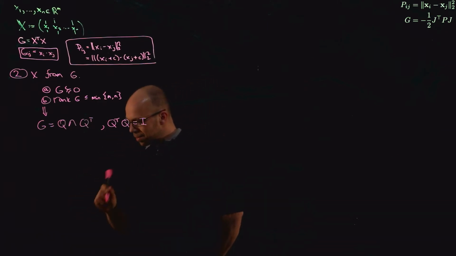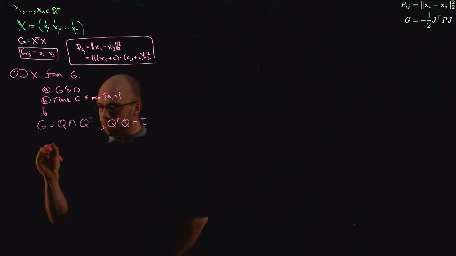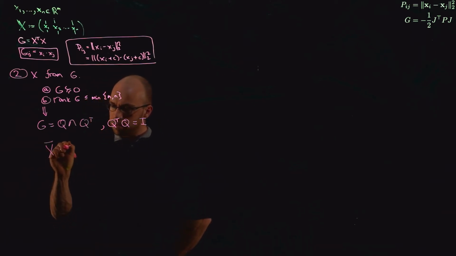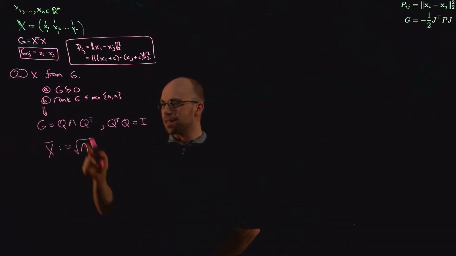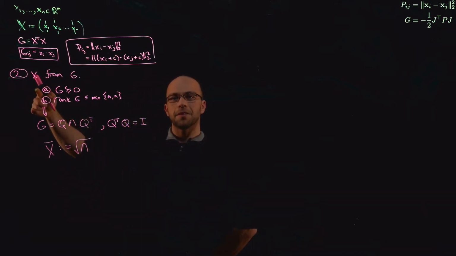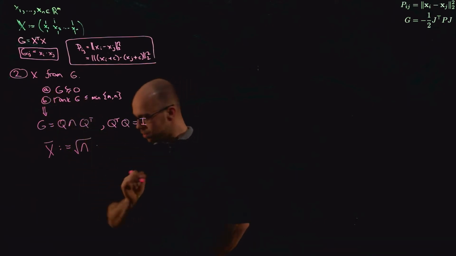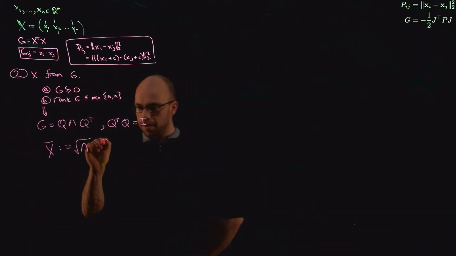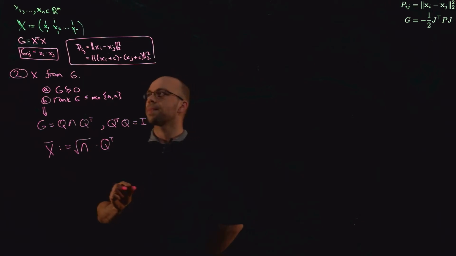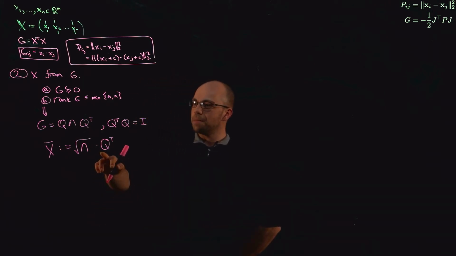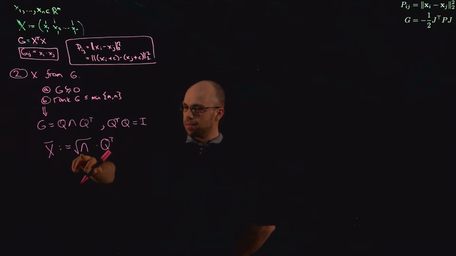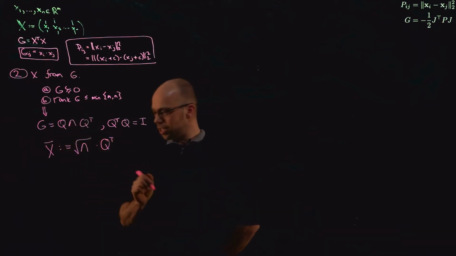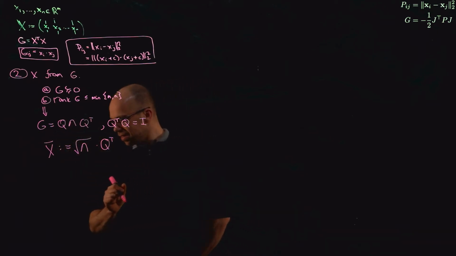So here's what I'm going to do. I'm going to define my embedding to be the square root of lambda, which is just element-wise square root, because we know that our eigenvalues are non-negative, multiplied by Q transpose. Okay, so if I compute the gram matrix of this, what am I going to get? Well, I'll get Q times square root of lambda times square root of lambda times Q transpose, which is exactly G. So what have we done?